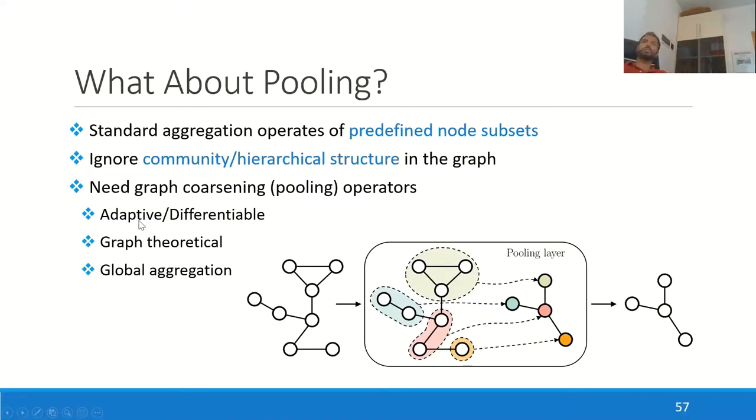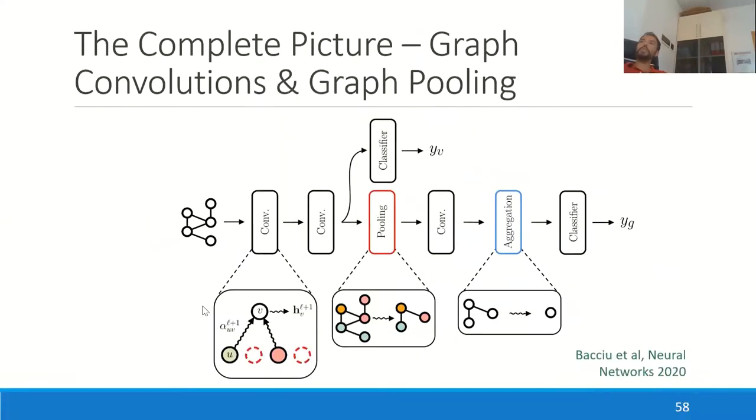There are different approaches in literature to do that. One tries to do this through an adaptive pooling method, which is fully differentiable. Then there are graph theoretical approaches, which look for communities, and there is a global aggregation approach as well. Of course, the big picture is that you want to interleave graph convolution with a graph pooling operator, and then a new graph convolution, which will now operate on the reduced graph. And then in the end, you will have an aggregation function which collapses the reduced graph into a single node, which will provide then a full encoding for the full graph.